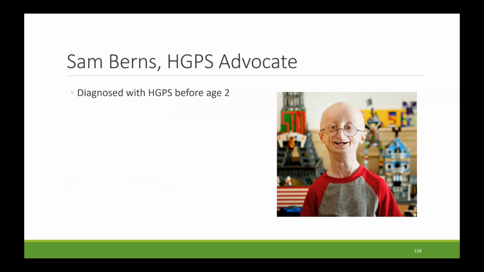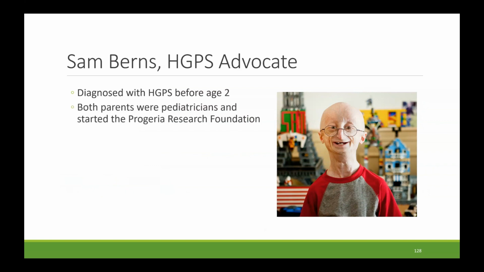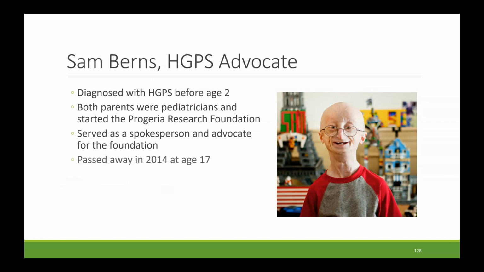As with our other two case studies, we'll conclude this one with a little bit of discussion about Sam Burns. Burns was diagnosed with HGPS before the age of 2, and it happened to be the case that both of his parents were pediatricians. So they then founded the Progeria Research Foundation to fund investigations into the cause of progeria and possible treatments. And much of what I just taught you about the cause of progeria was made possible by the Progeria Research Foundation. Burns served as a spokesperson and an advocate for the foundation, but he passed away in 2014 at the age of 17.